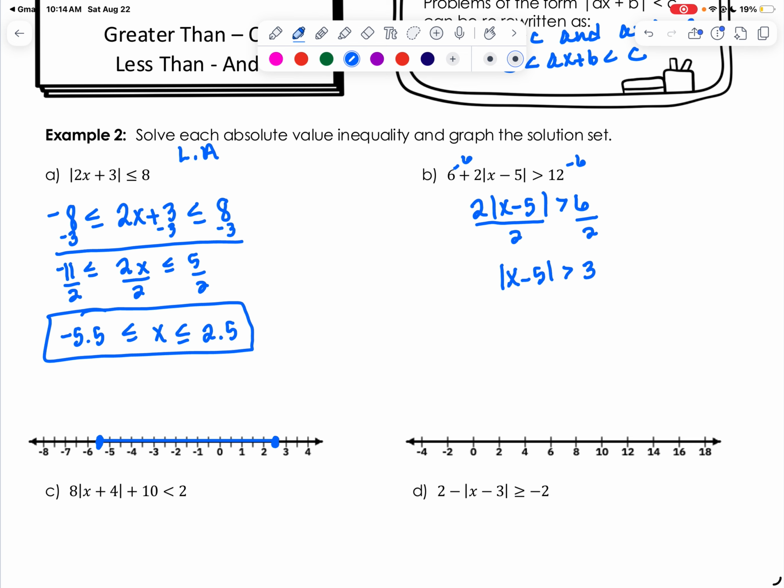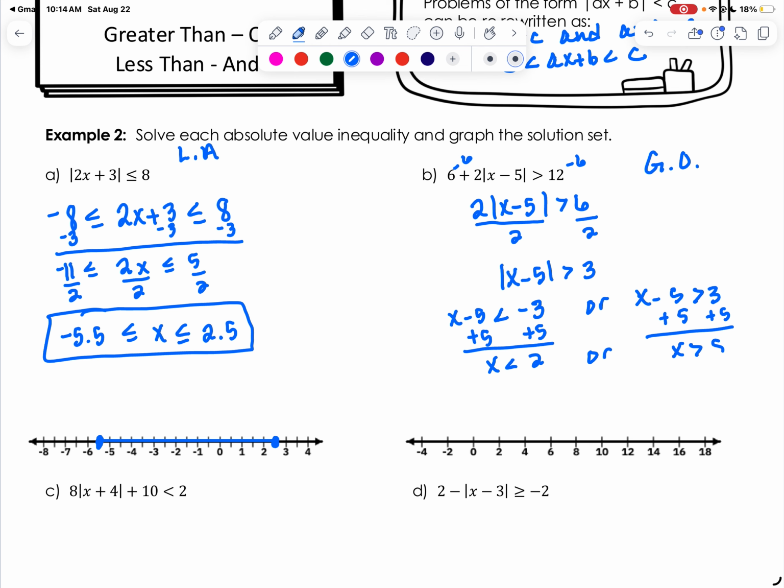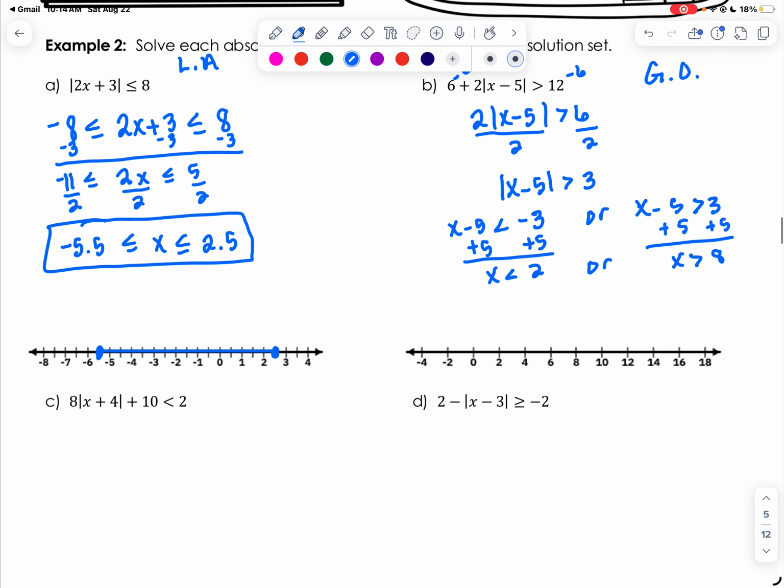So now we can see that this is a greater than. So this is a GO inequality, greater than, OR. So x minus 5 is less than the opposite of 3, or x minus 5 is greater than positive 3. So add 5, add 5. x is less than 2, or add 5, add 5, x is greater than 8. So this is my OR statement, or my algebraic solution.